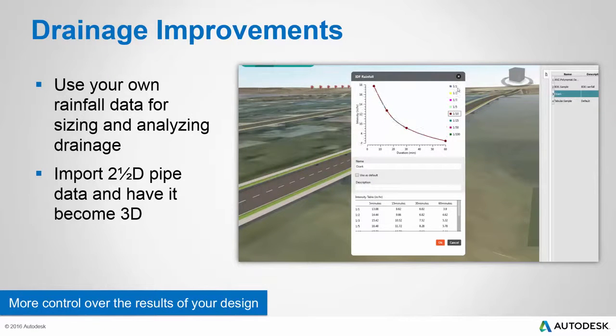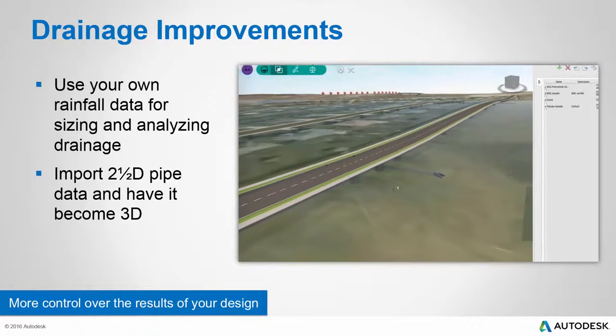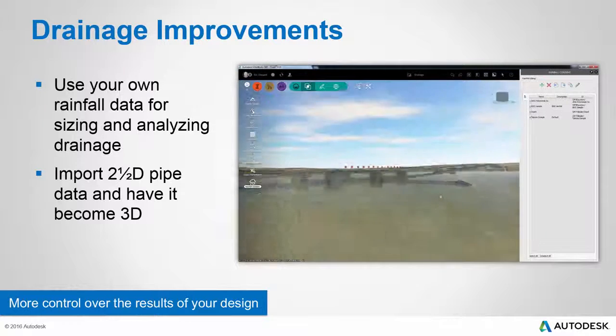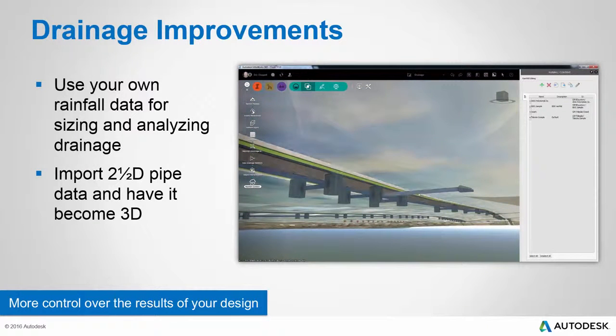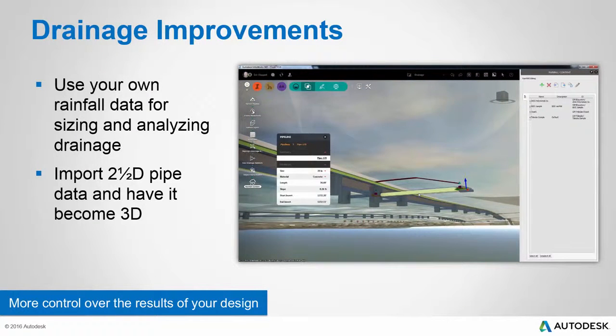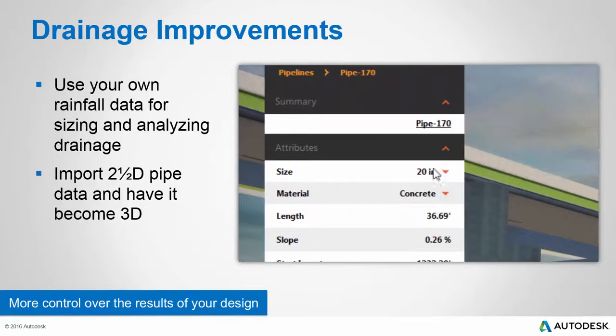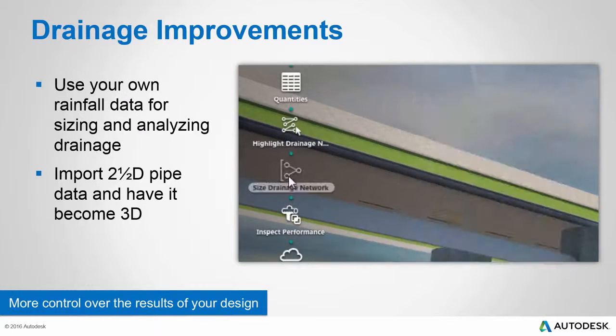You can import it from a file. We support some common formats out there that you can import, or you can go in and manually type in the values for your rainfall data if you choose. You can assign that data to different functions in the software. For example, we're going to size this pipe based on a different rainfall data file than we had before.